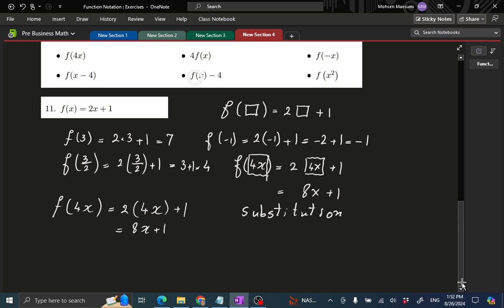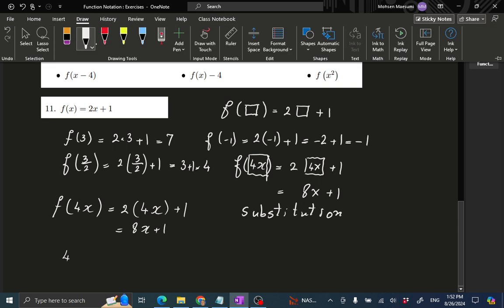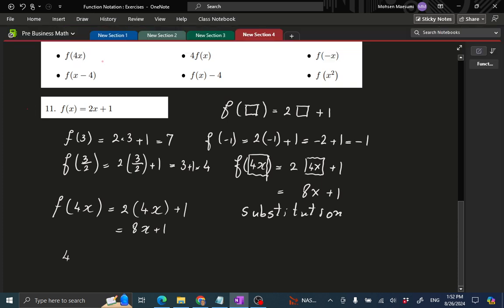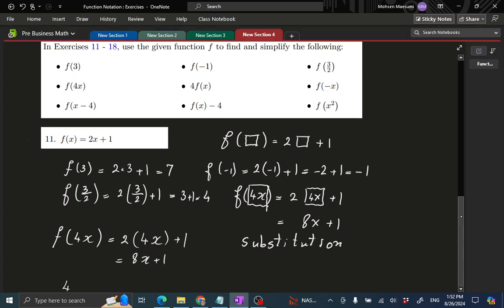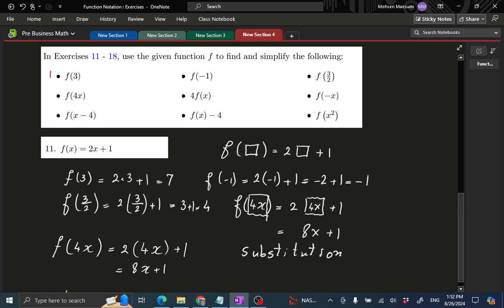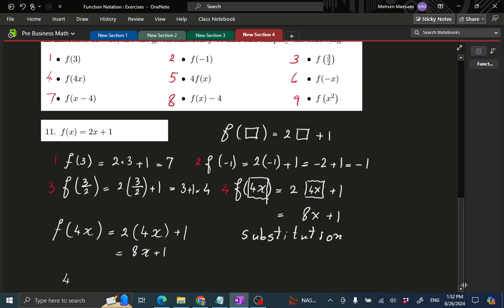Next problem is 4f of x. Let me mark these things so that we can remember which is which. So this is 1, 2, 3, 4, 5, 6, 7, 8, 9. This was problem 1, and then we did 2, and then we did 3, and then we did 4, and now we are doing 5.